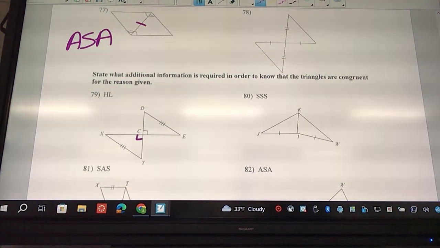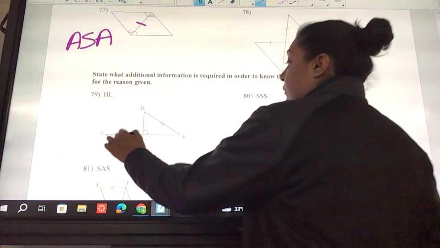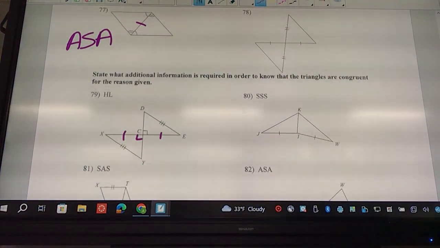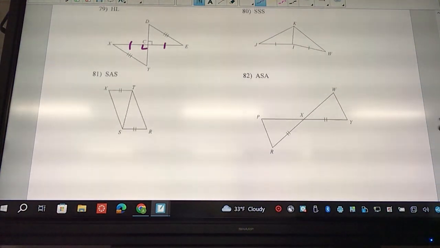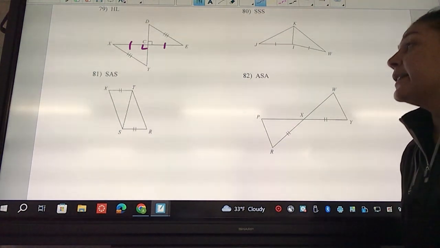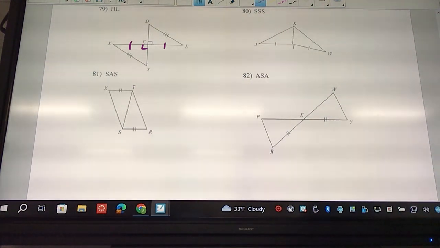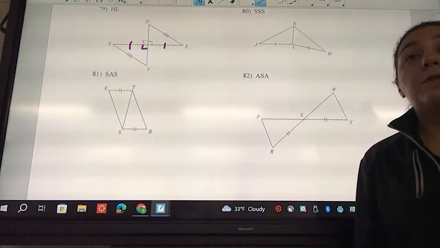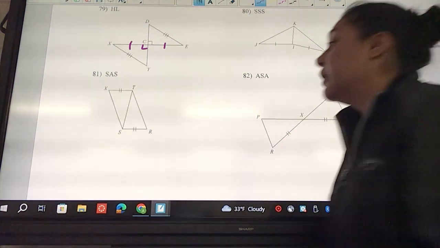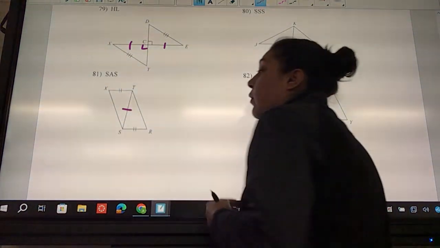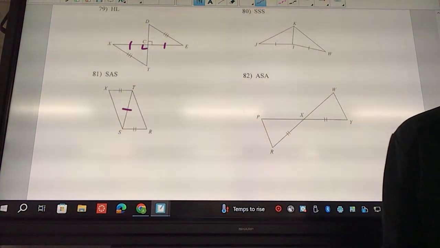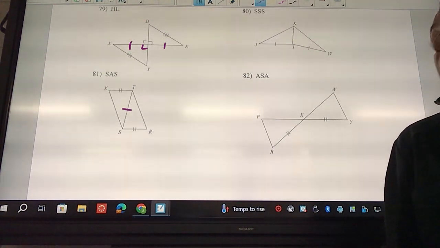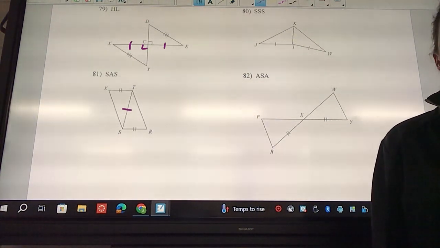Okay, so we can mark a leg. It doesn't matter if you choose this set of legs or that set of legs, but you do need to mark a leg. Okay, 81, they're saying side angle side. So what can be marked? The middle, because they're touching. What else needs to be marked in order for this to be a side angle side? An angle. Okay, now be smart about where you put the angle. Where does the angle have to go?